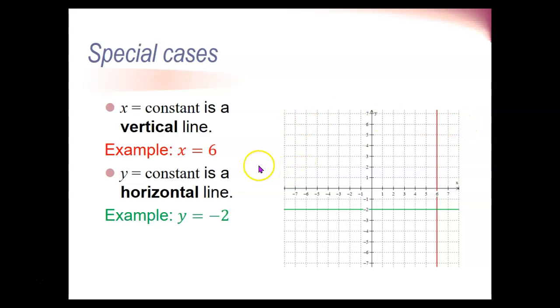The other special case to watch out for is when you have just y. Y equals some particular number. And the graph of an equation like that is going to be a horizontal line. So for example, the equation y equals -2 has a graph that just goes right straight across like this. And all the points on this line have their y coordinate equal to -2. You got 0, -2, you got 1, -2, you got 5, -2, all the way across.